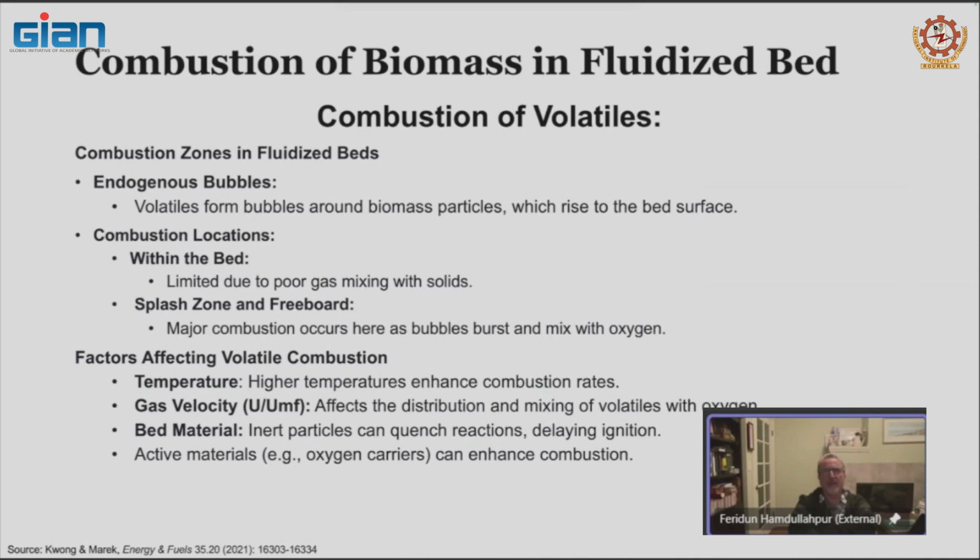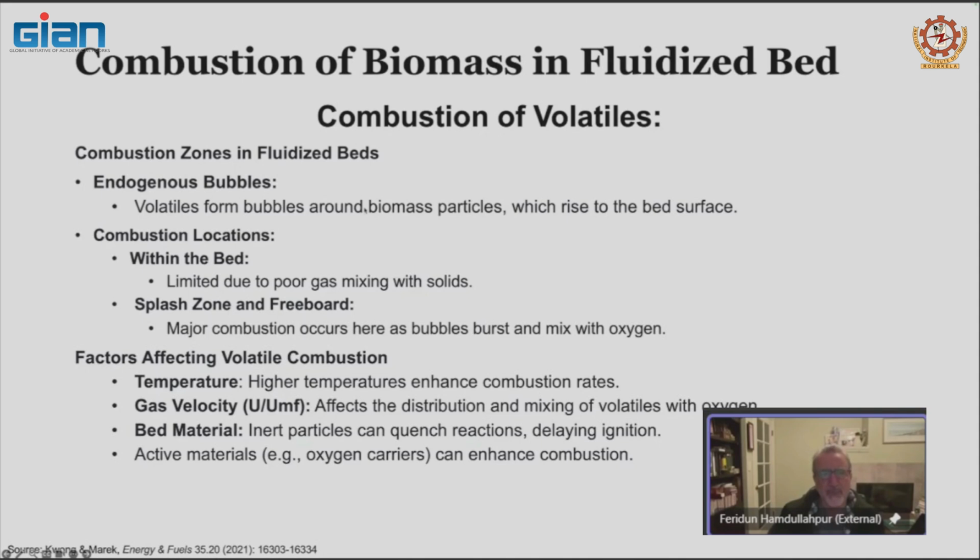So when you look at the fluidized bed part of it, where are the exact locations? Remember I said you have to determine the locations of your heat transfer surfaces precisely. So the volatiles form bubbles, okay? They will be in the bubbles because they are part of the process in a bubbling bed.